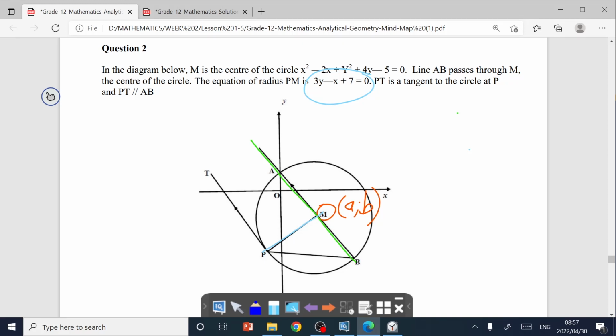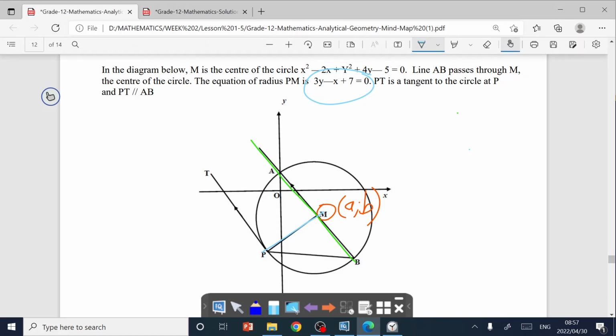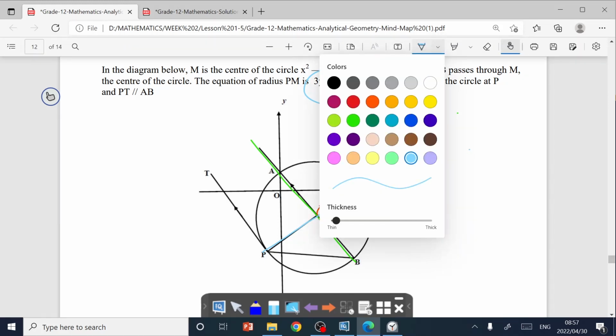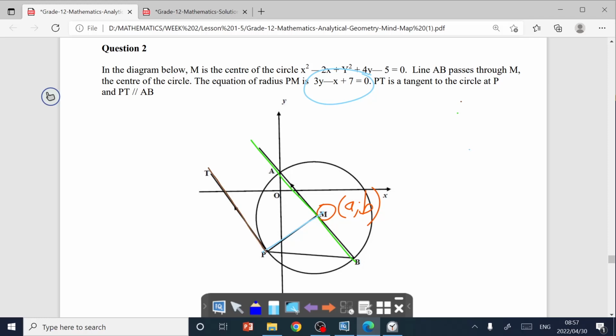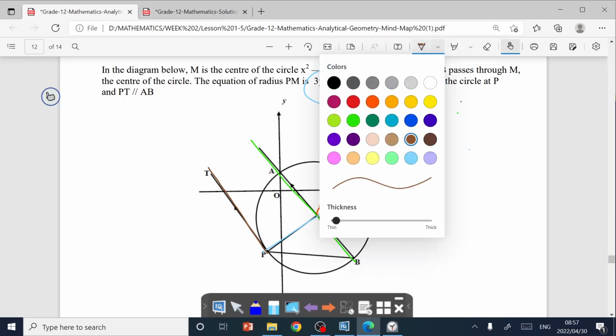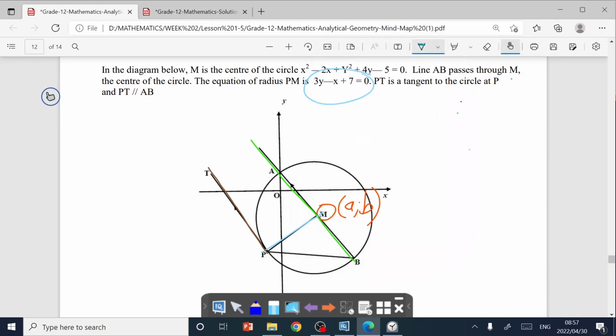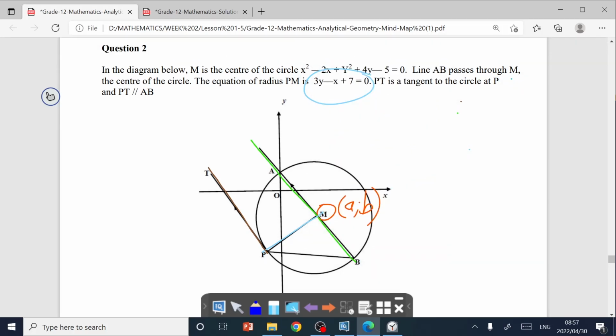PT is a tangent to the circle at P, and PT is parallel to AB. So they are telling you that you've got a tangent to the circle, PT. Now, what is a tangent? It will be the question. What is a tangent? Okay, let's hear. What is a tangent?